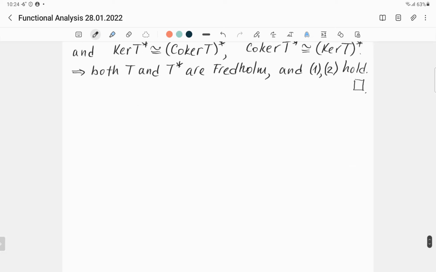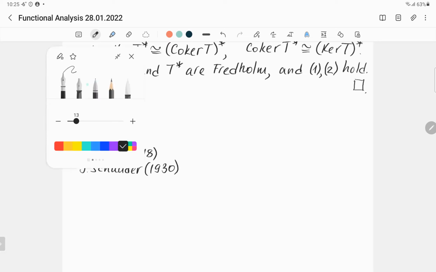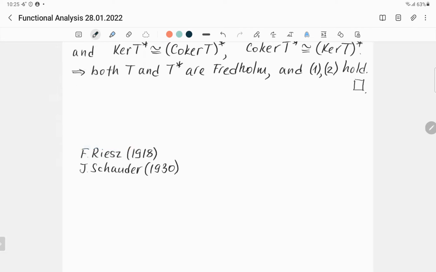Well, now our next goal is to discuss a piece of theory which chronologically was created long before the notion of a Fredholm operator was introduced. This theory was created mostly by Riss in 1918, and some additional results were also obtained by Schauder in 1930. And now the union of their results is usually called the Riss-Schauder theory.